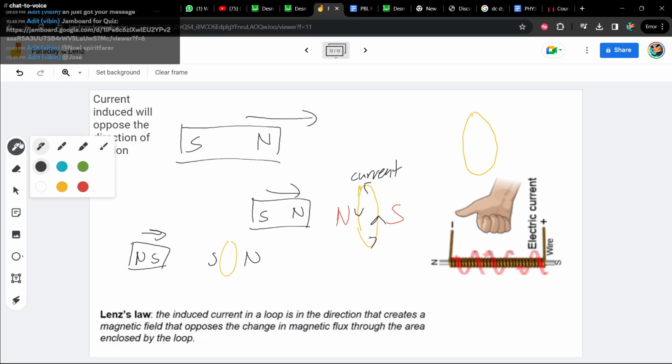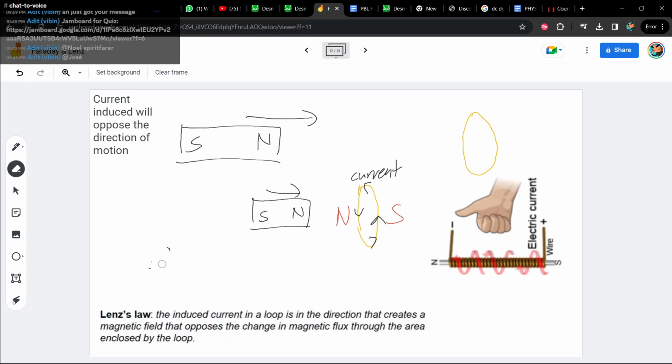Is it clockwise or anti-clockwise? Clockwise, based on the hand. Now the tricky part is what happens when the magnet is moving away, and there's actually a difference. When the magnet moves away, won't it just be the opposite? Oh sorry, yeah, it will just be opposite.